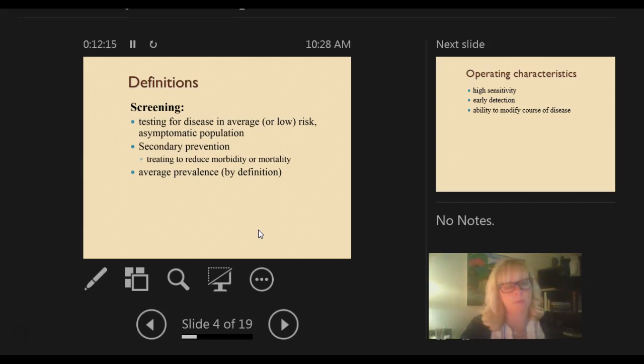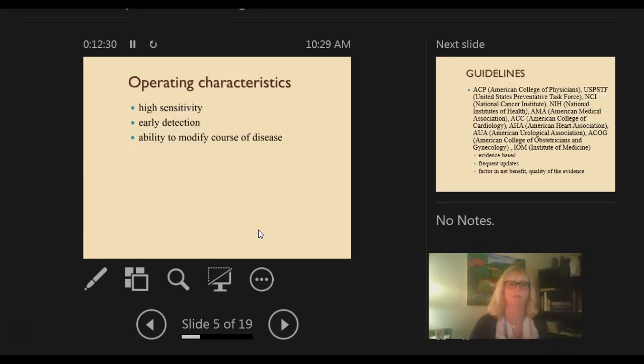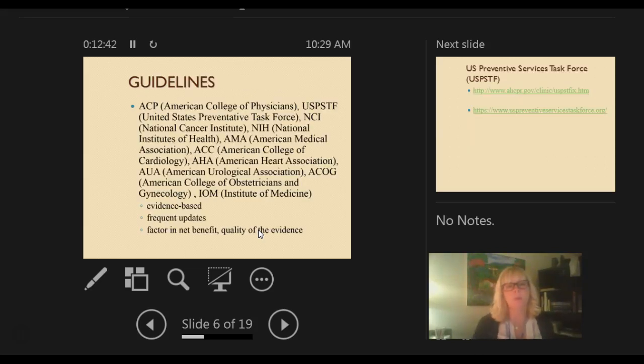Screening is secondary prevention, because remember, we want to reduce morbidity and mortality. We want to catch things early. It's not primary prevention, because we're not preventing the disease. You can't prevent colon cancer by getting a colonoscopy. And how the guidelines go in, it's very high sensitivity, early detection, and then the ability to modify the course of disease. All right, so let's go into guidelines.